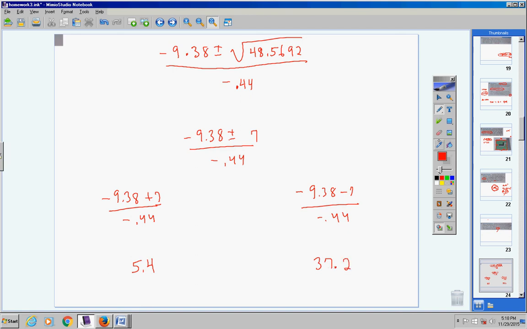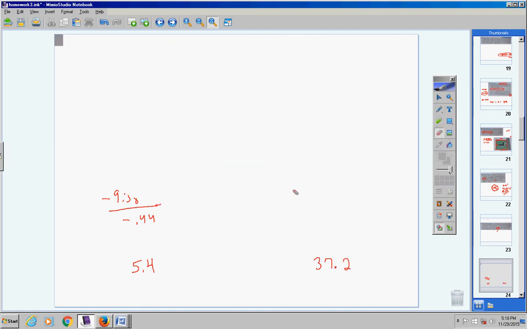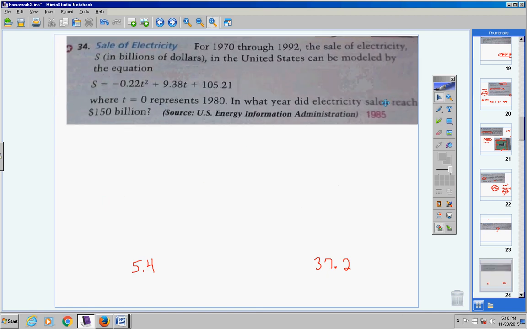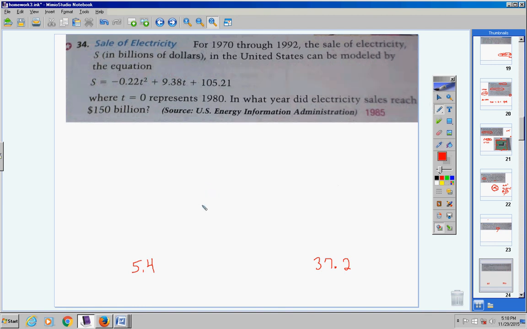Alright. Now let's see, there's my two answers. Let's see how they tie into this problem, okay? According to this problem, looking for the year that electricity sales reached 150 billion. So t equals 0 corresponds to 1980. 5.4, we'll say 5, that corresponds to 1985, 86 around in there. 37.2, 37 would correspond to what? The year would be 2017.